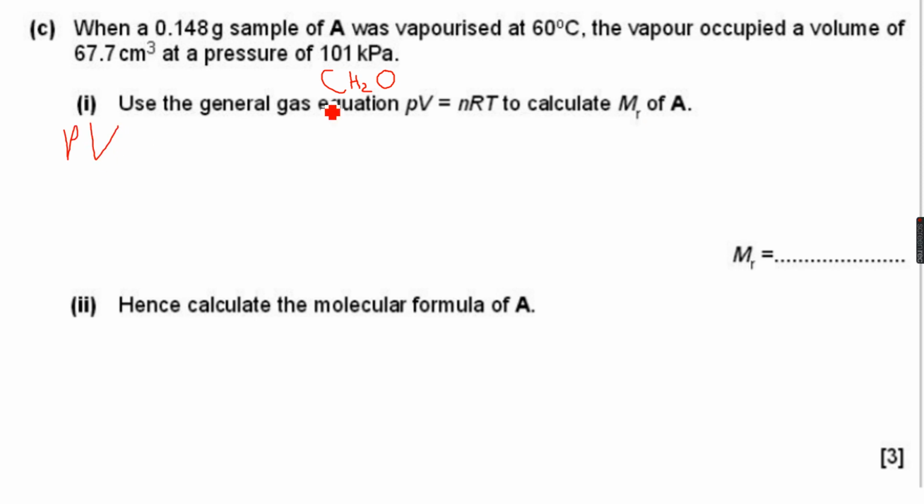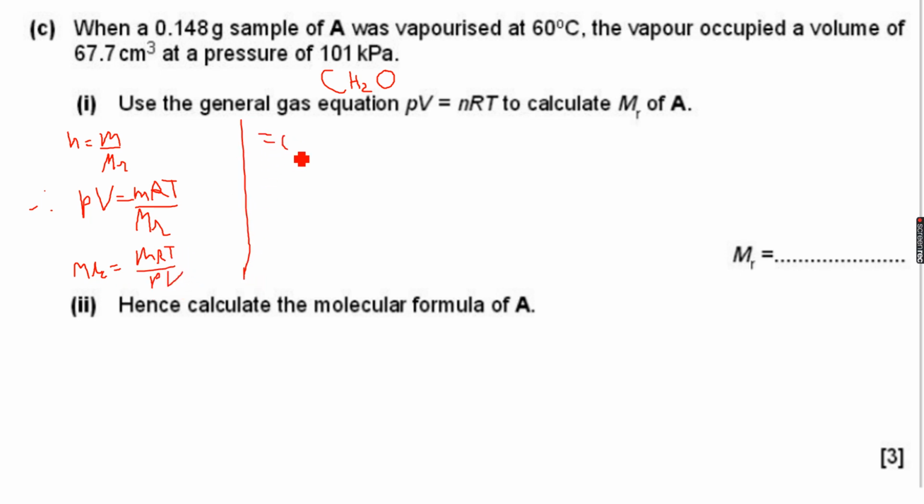So first we will have to introduce Mr into this equation because it is absent. So first we will write that, the structure of answering is important. So n is equal to m over Mr. First we need to write this. Then therefore PV is equal to mRT over Mr. And now that we have introduced this Mr into the equation, we will make it the subject. So Mr is equal to mRT over PV.